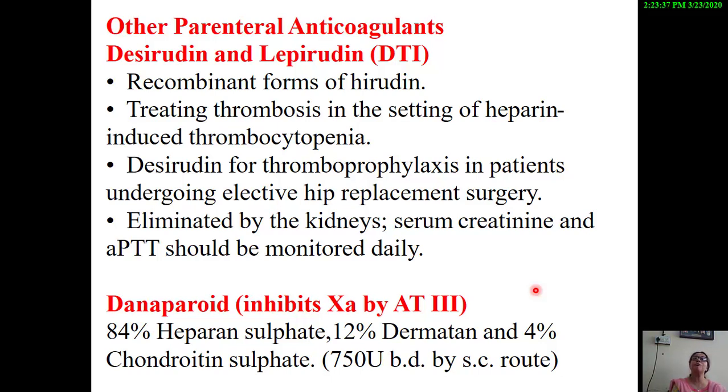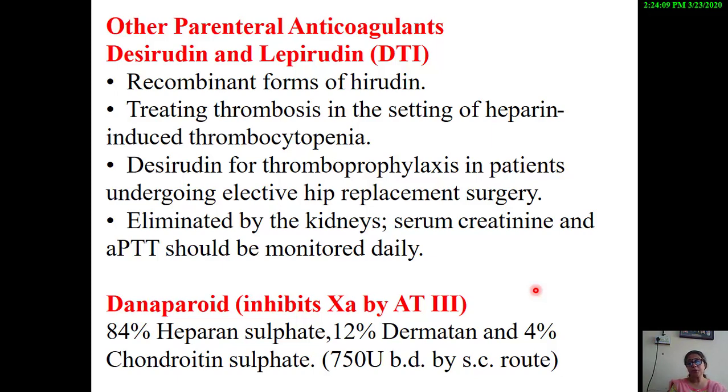It is a mixture of polypeptides like heparan sulfate, which is roughly there in a concentration of 84%, dermatan sulfate, which is roughly in a concentration of 12%, and chondroitin sulfate, which is in a percentage of 4%. And it is given by the subcutaneous route in a dose of 750 units BD. And this does not really require monitoring, and there is no specific antidote also available for danaparoid.